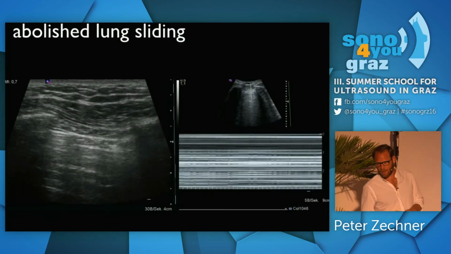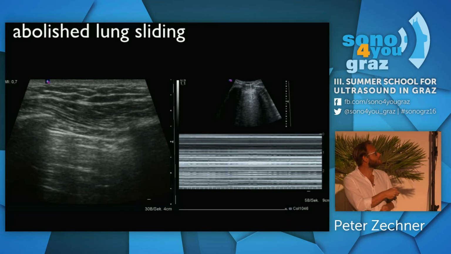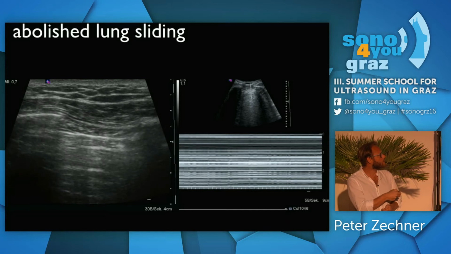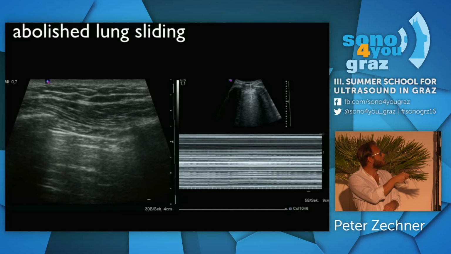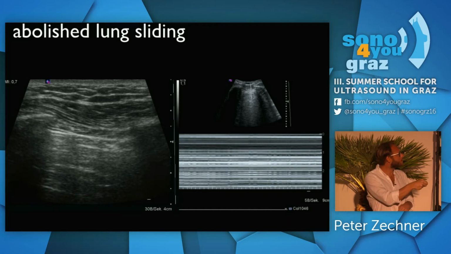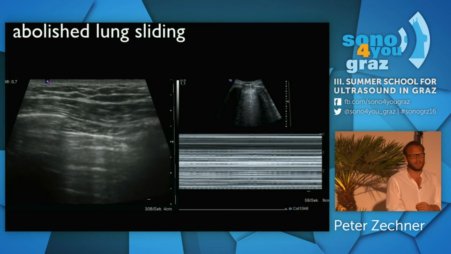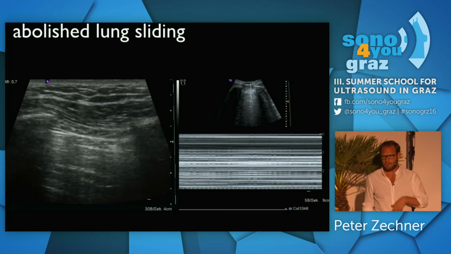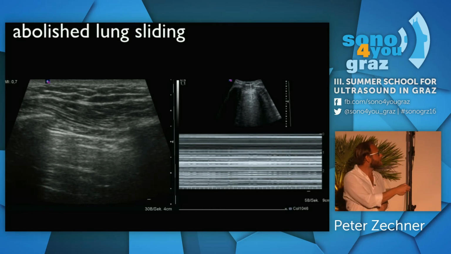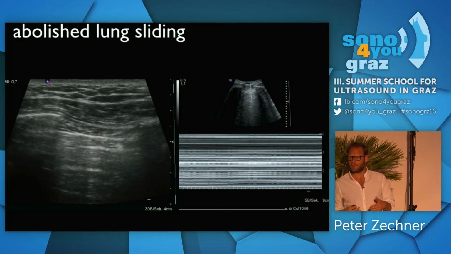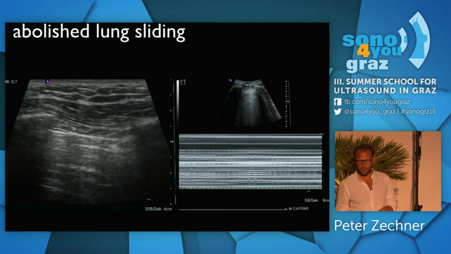Okay? If we have a patient with pneumothorax, on the left side, this is a moving picture. So the patient is breathing. We see the ribs here. We see the muscles. And here would be the pleural line. But in this line, we do not see any movement. We only see a movement of the whole picture because the patient is in shortness of breath. But the pleural line itself doesn't move anywhere. Okay? So this would be an example of pneumothorax.